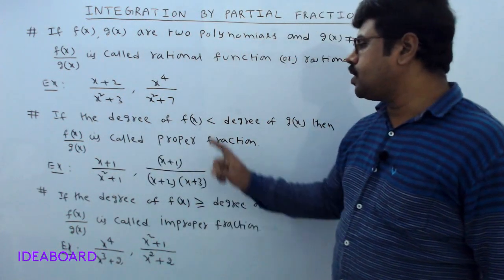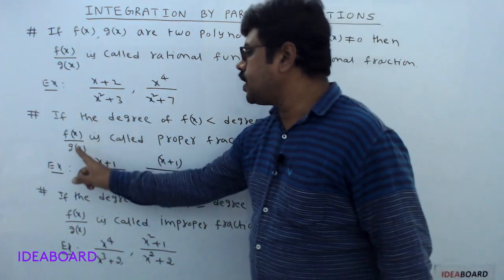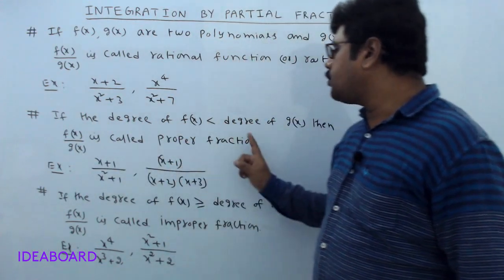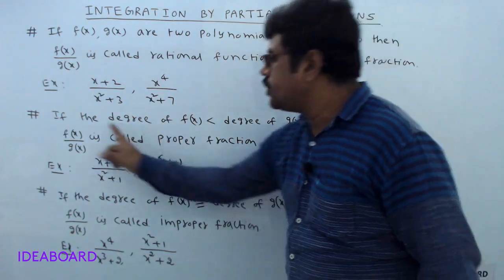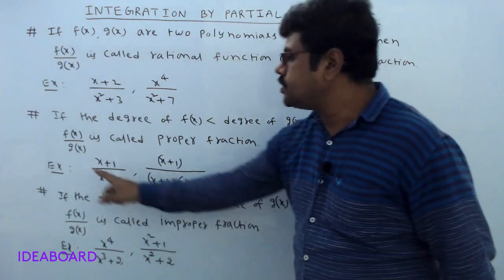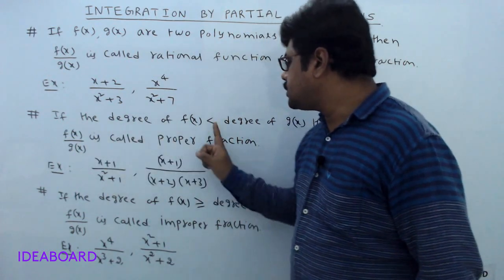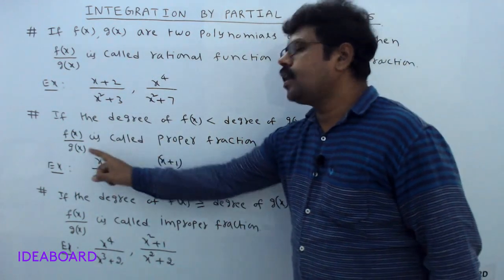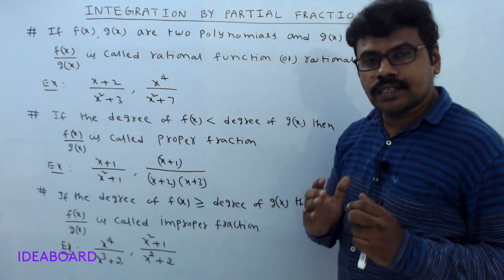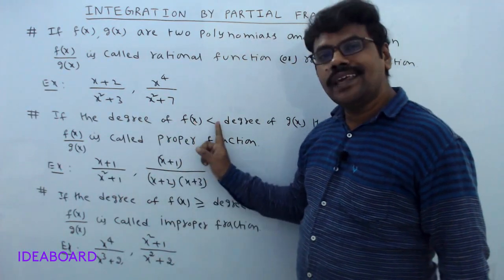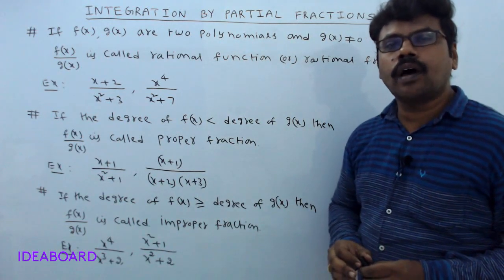If the degree of f of x is less than the degree of g of x, then f of x divided by g of x is called a proper fraction. In general, f of x is our numerator and g of x is the denominator. If the degree of numerator is less than the degree of denominator, such type of fractions are called proper fractions.